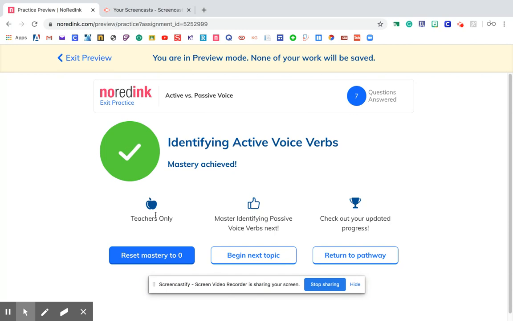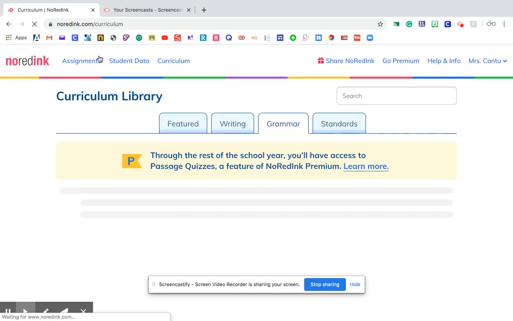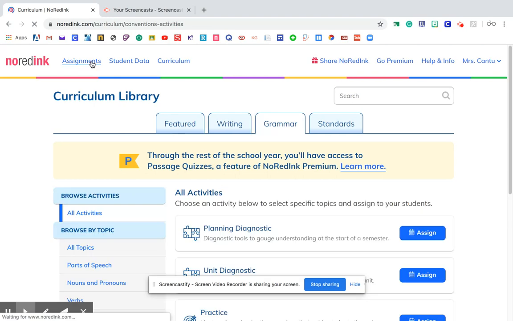Okay, so your assignment will go on to give you more questions that are in that same style. Okay, so we're going to look at passive voice verbs next. Let's go back because I want to share the lesson portion of that with you.